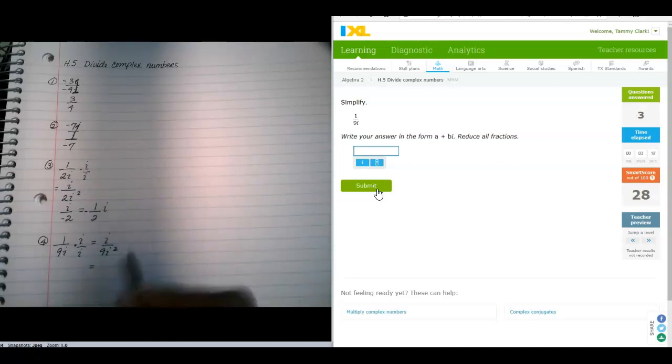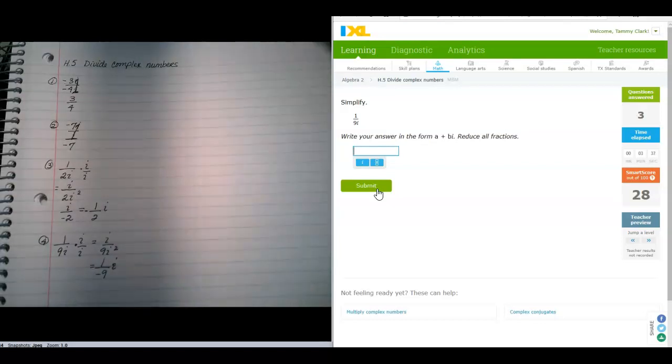What we know is that we've got 1 on the top. i squared is negative 1, so negative 1 times 9 is negative 9. And then I'm going to put my i out here to the side. So you're going to see me type it in like this though: negative 1 over 9i.